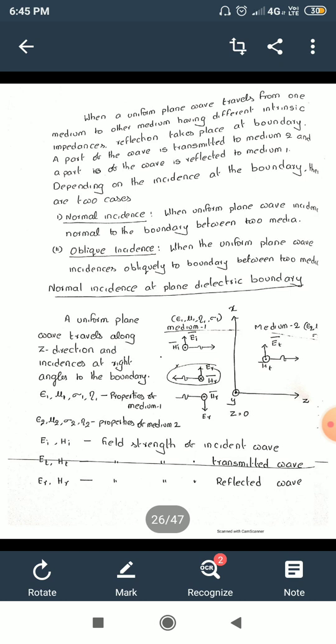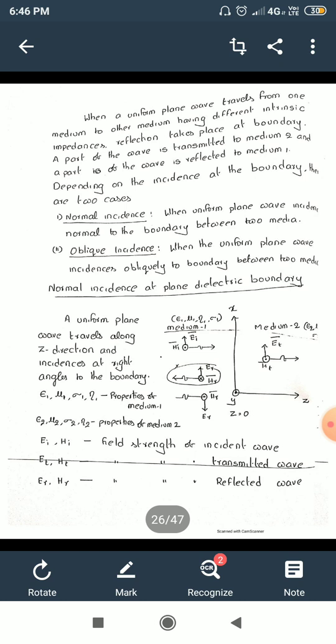When a uniform plane wave is traveling from one medium to another medium, that is, when the wave is incident on the boundary between two media, we have to consider two conditions: one is the normal incidence and the other one is the oblique incidence. Whenever a wave is incident on the boundary, a part of the wave will be reflected back to medium 1 and a part of the wave will be transmitted to medium 2. So that we are taking into consideration.